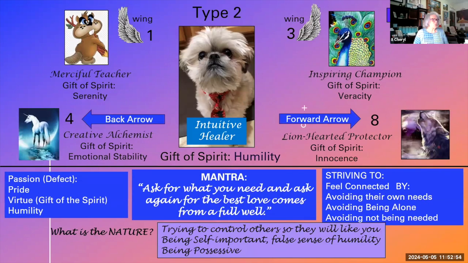For the 2, those 3 columns, what is the nature? Is trying to control others so that they will like you. Did you do that? Were you being self-important? Did you have a false sense of humility? Were you being possessive? So those are some of the things. And once again, I love this because it feels like it drills down further into how was I acting? What was I doing that stepped on the toes of my fellows, right? What specifically was I doing?